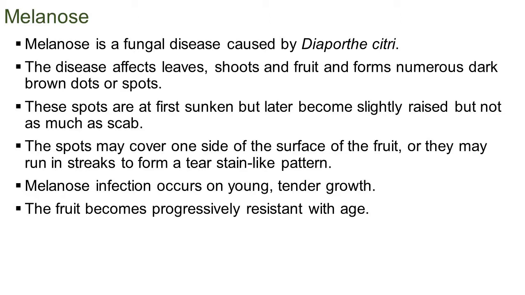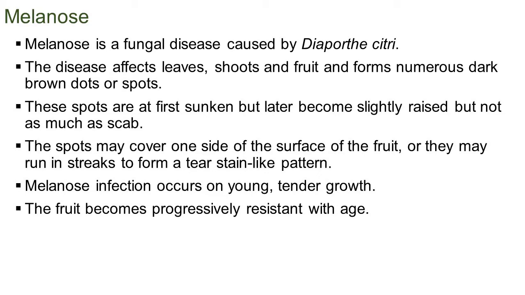Melanose. Melanose is a fungal disease caused by Diaporthe citri. The disease affects leaves, shoots, and fruit and forms numerous dark brown dots or spots. These spots are at first sunken, but later become slightly raised, but not as much as scab. The spots may cover one side of the surface of the fruit, or they may run in streaks to form a tear stain-like pattern.